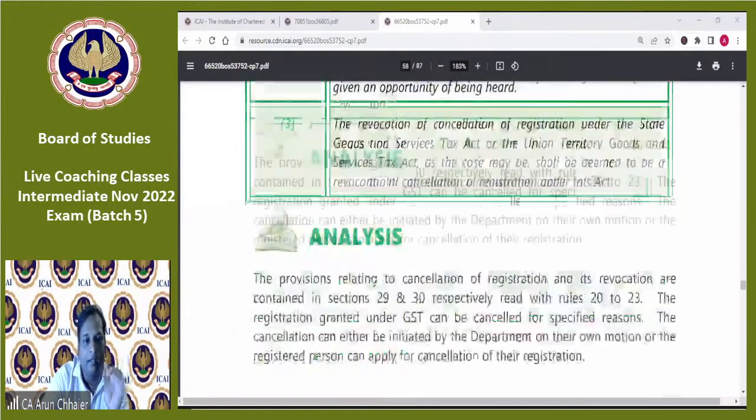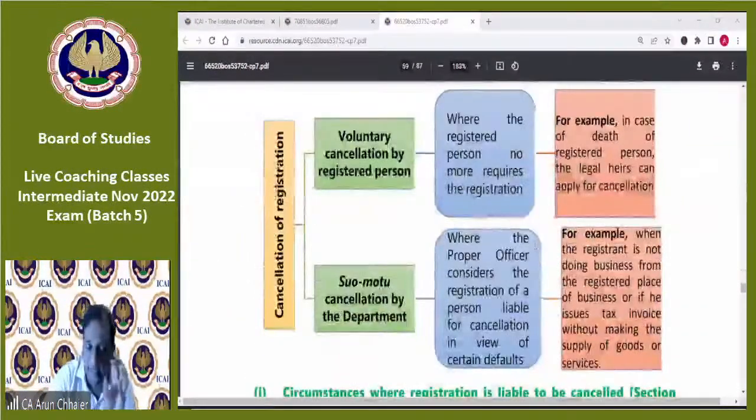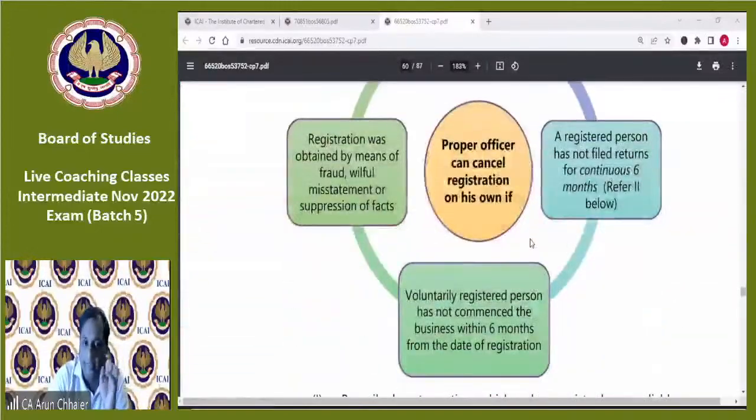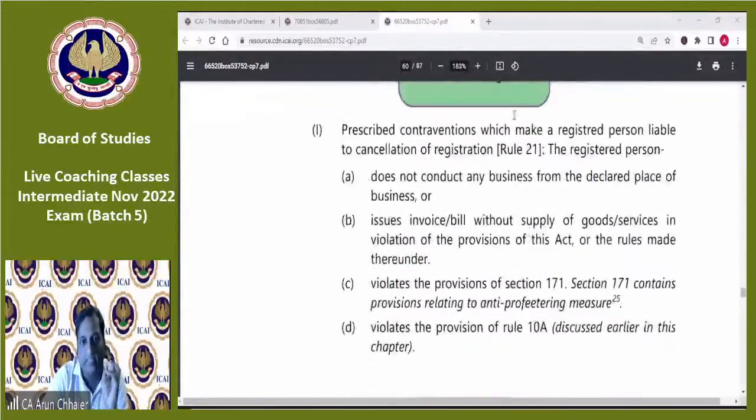Correct? In the analysis, we have discussed the cancellation situation. We have already discussed when the proper officer can cancel. Yes, we need to discuss Rule 21.